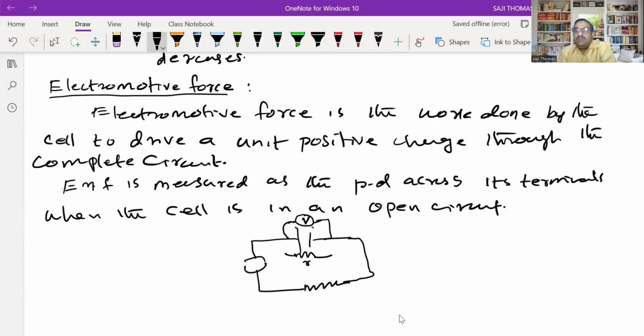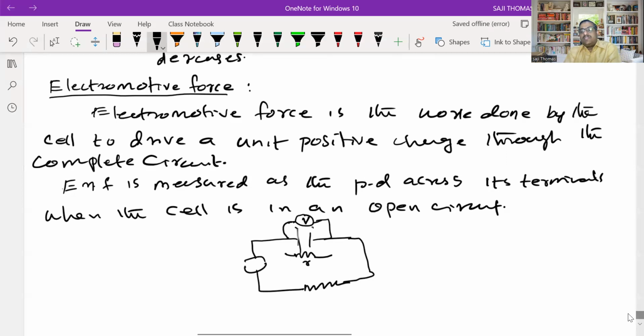So to measure the EMF, what we have to do? You construct a circuit like this, connect the voltmeter across the cell. Circuit should not be closed. You measure the potential difference across the cell. That will be the EMF.